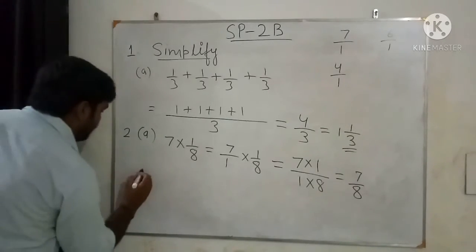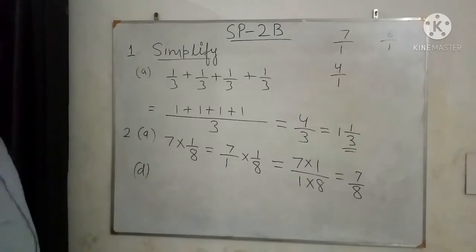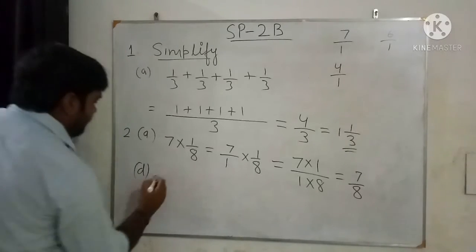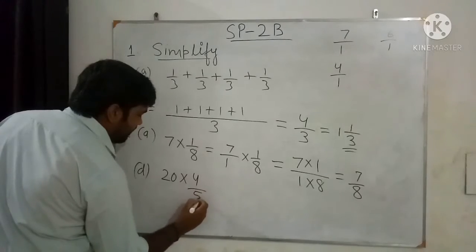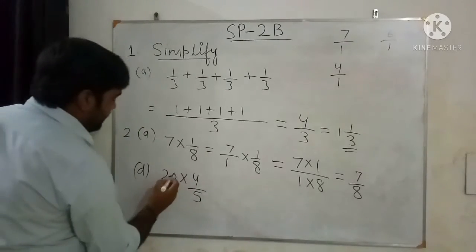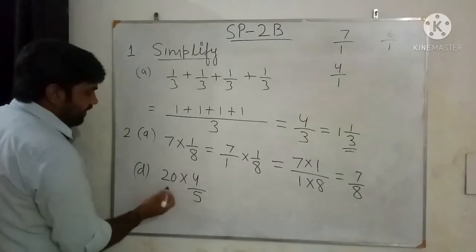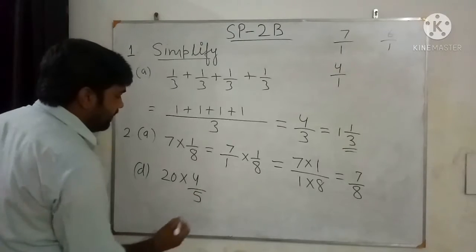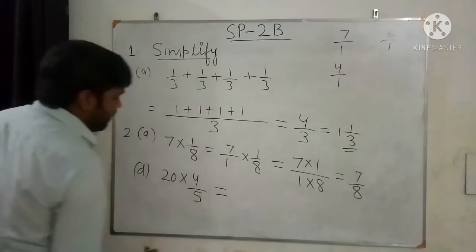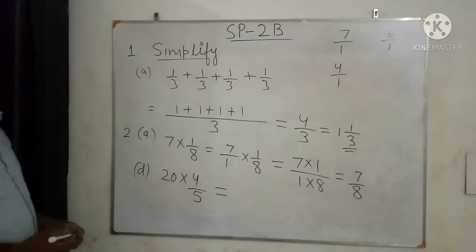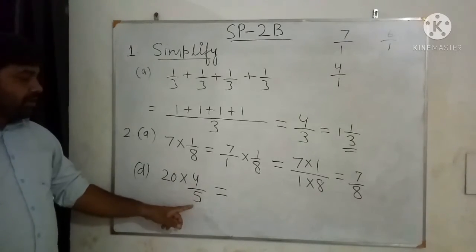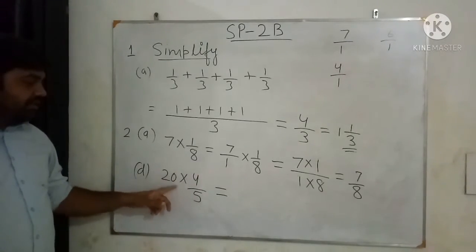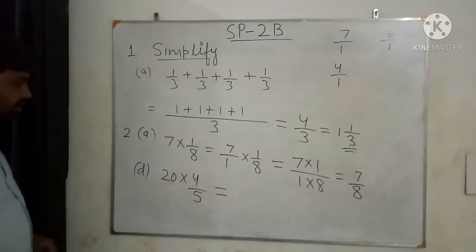2D. Now see, we do question D. D is 20 multiply 4 by 5. This time, again, you can write 20 as 20 divided by 1. 20 can be written as 20 divided by 1. Now here in this question, the numerator is always divided by the denominator. This is the numerator, this is also a numerator and this is the denominator. So if the numerator is divisible by the denominator, you divide it.